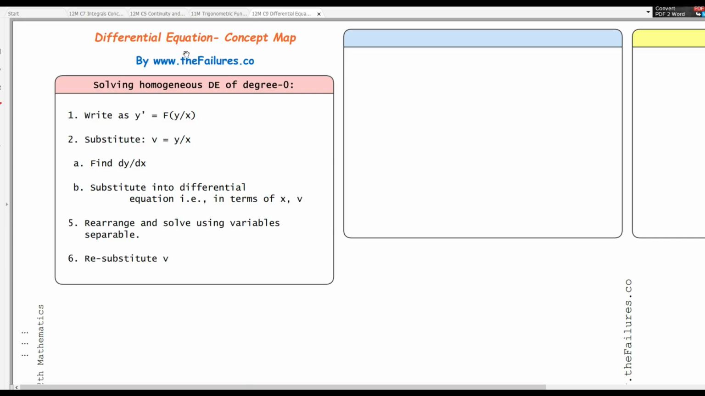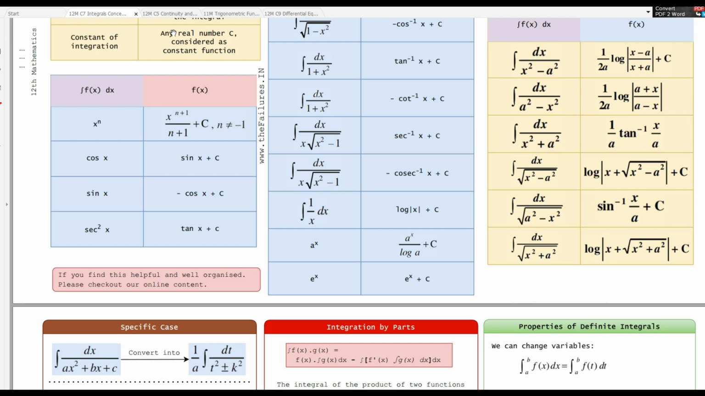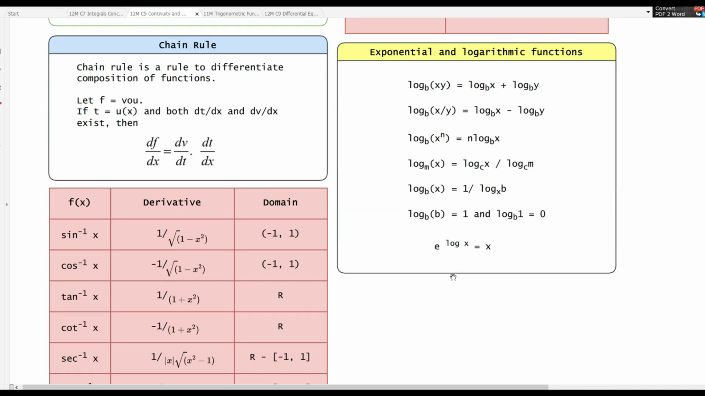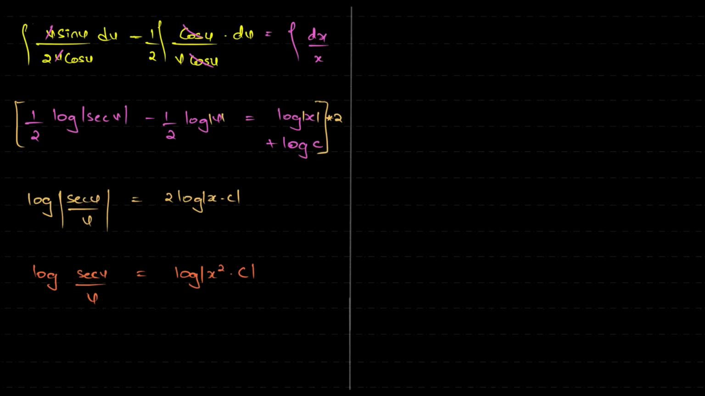So what did we use over here? Yes, there's a lot of things that is happening. If you're not strong with your basics, it would be confusing. I use log property, n log of x is log of x whole to the power of n. And finally, taking exponent on both sides, we have secant v by v is equal to x square into c.